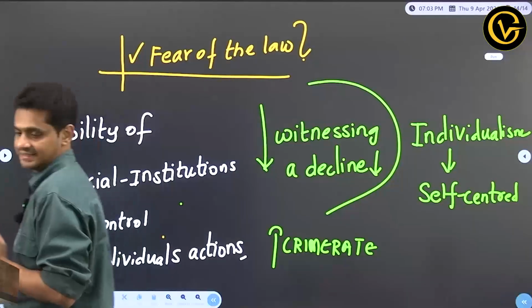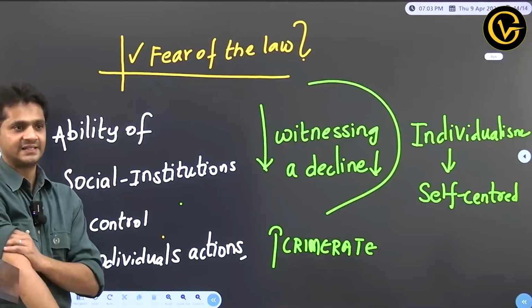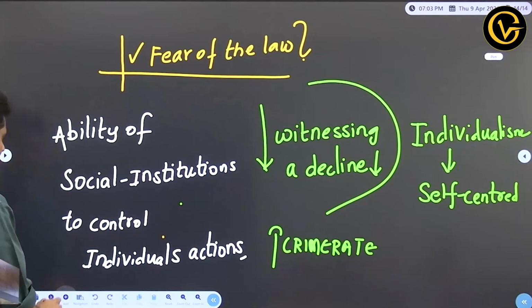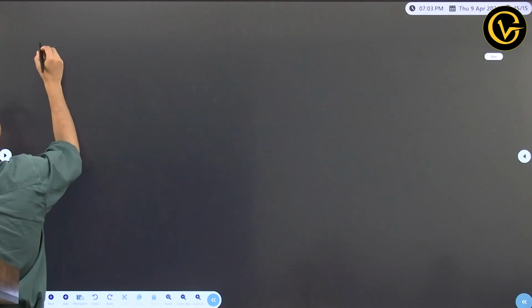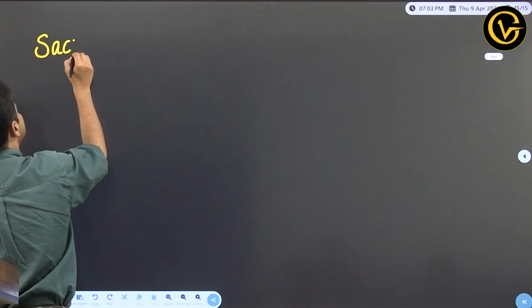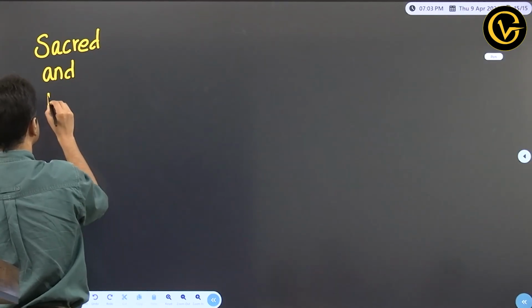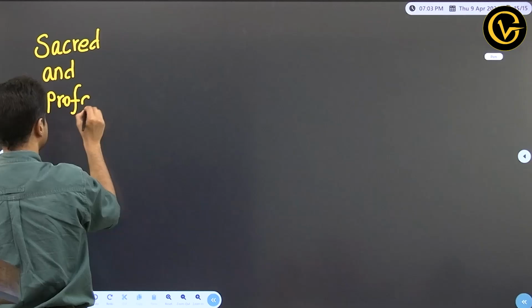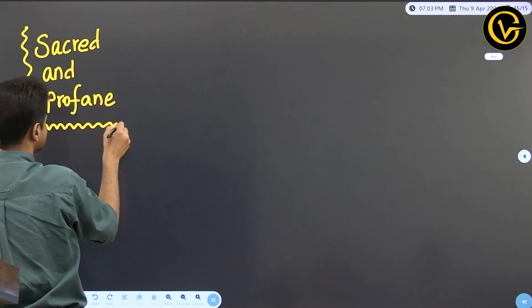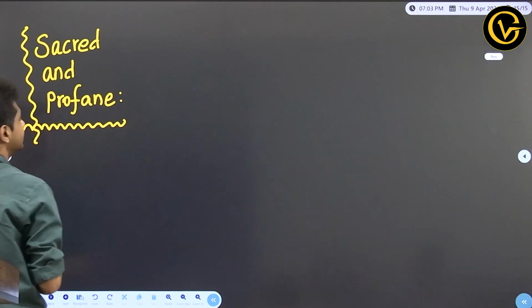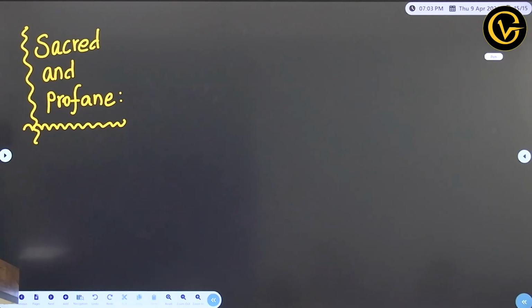Now, the next three concepts which I am going to discuss are related to a topic called religion in anthropology. Chapter 5, religion. These topics will act as foundational or basic concepts. The first concept I will be discussing in this context is sacred and profane.